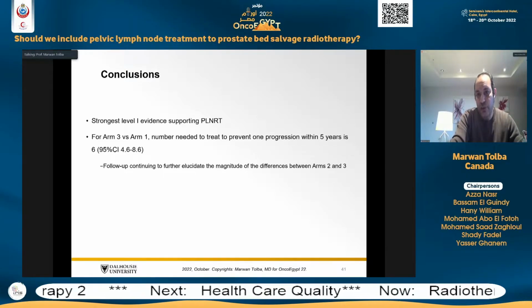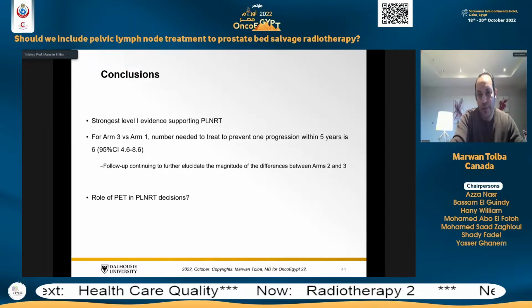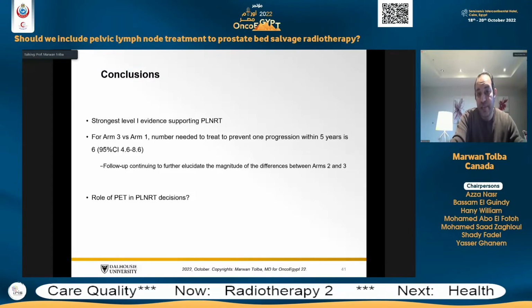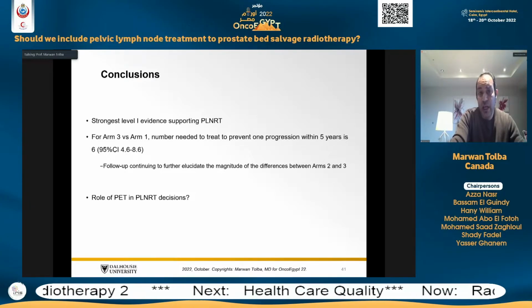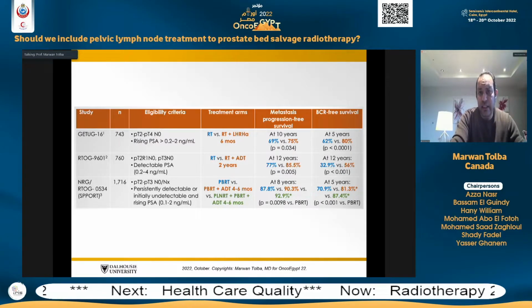Follow-up is needed to differentiate between arm 2 and arm 3: should we add pelvic lymph node radiation at a certain cutoff for the PSA or not. Also, the role of the PSMA PET scan is a matter of debate, to define the pelvic lymph node radiation, whether we treat those pelvic lymph nodes with SBRT or not, because most of the trials actually said that the recurrence after prostatectomy would be in the lymph nodes.